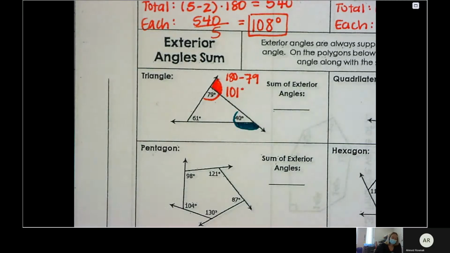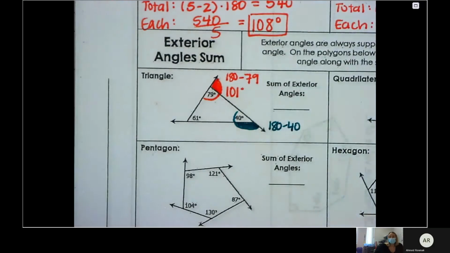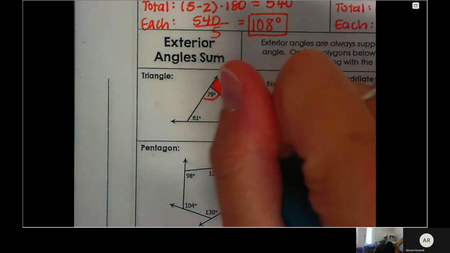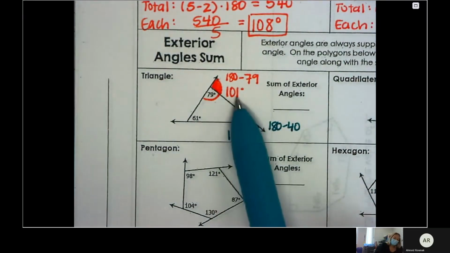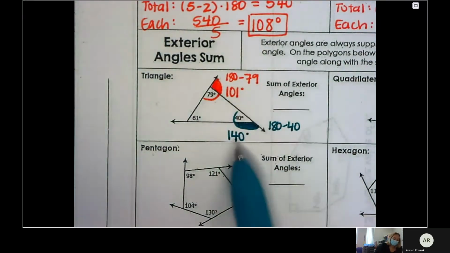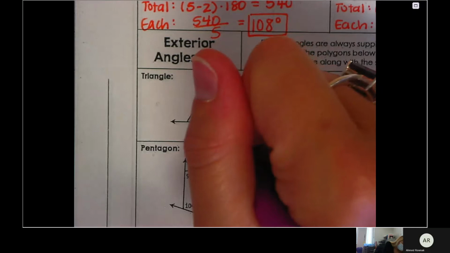Subtract 40 from 180. What do you get when you do that? 140 degrees. Good. So my first exterior angle was 101. My second exterior angle was 140. And now I'm going to figure out my third exterior angle. I need a color that is different. Here we go. This one's 61.